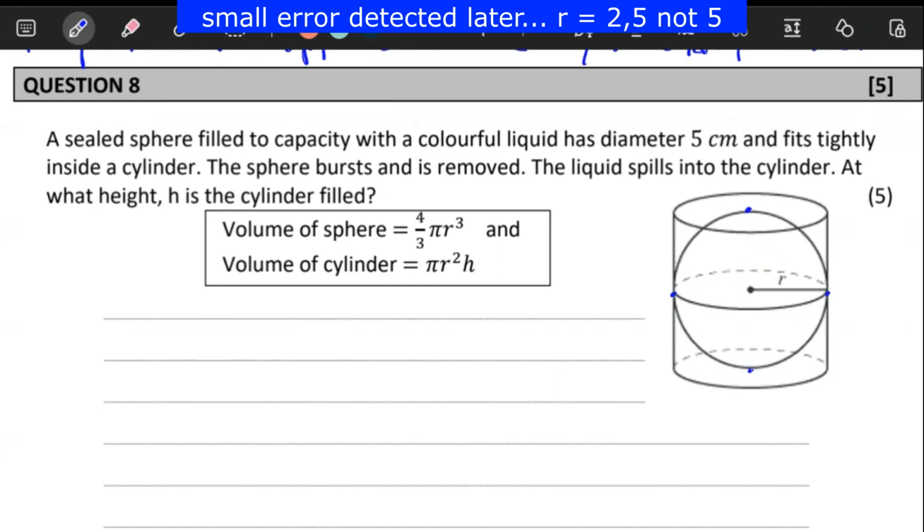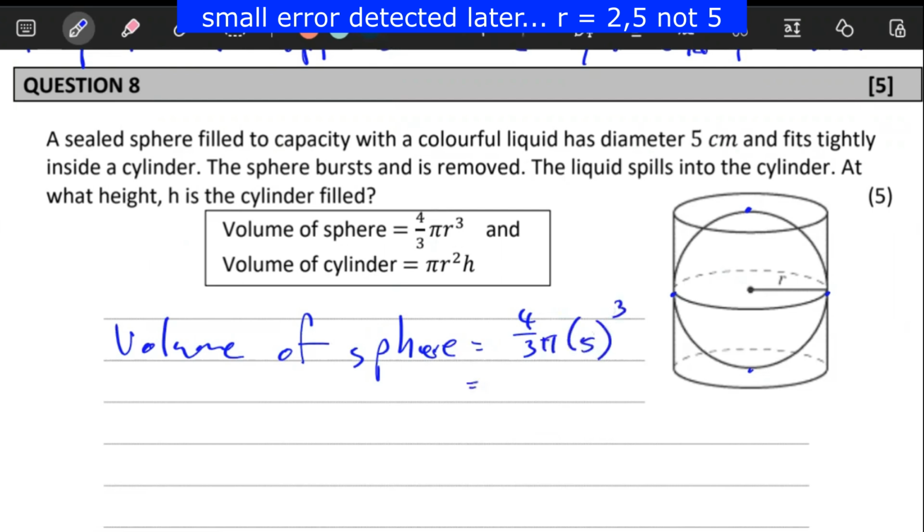All you want to do is take the volume of the sphere and compare it to the volume of the cylinder. That's all you have to do actually. So let's take the volume of the sphere. They gave the formula to us here. You don't have to rewrite the formula, you can just use it. 4/3 pi, the radius is 5, so 5 cubed. That's 500/3 pi. That's the volume of the sphere.